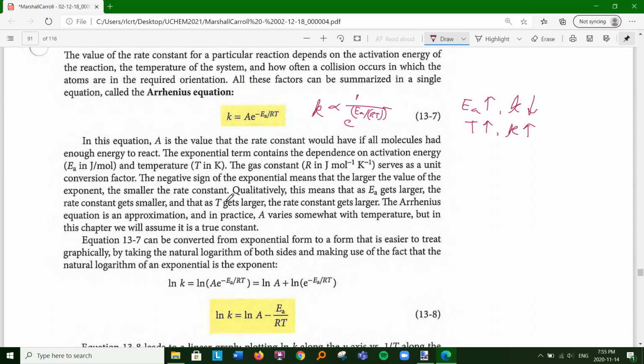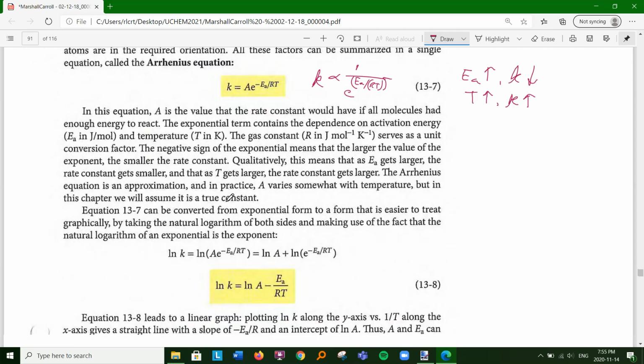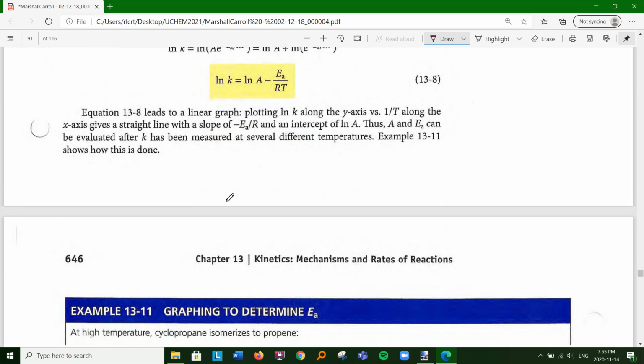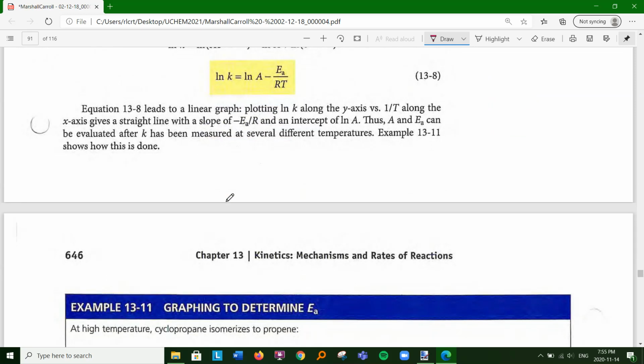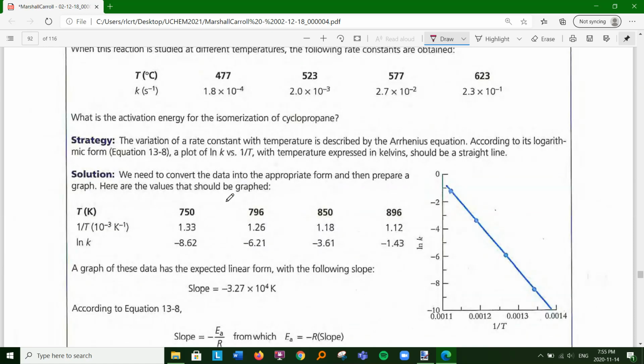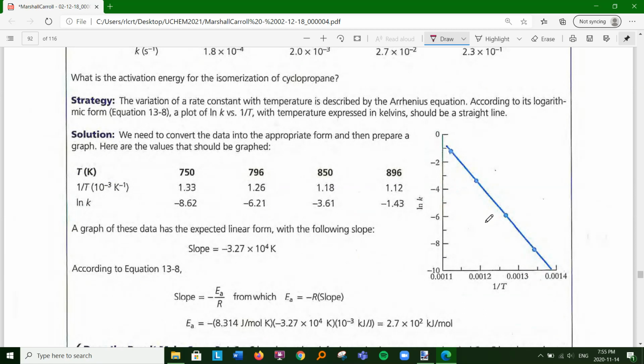So I can make a graph by taking the natural log of both sides, and I get the natural log of k is the natural log of A minus EA over RT. You plot the natural log of k versus 1 over T, and the slope is minus EA over R. I'm not going to do the graph here, but if you plot the natural log of the rate constant, forget about the units, just take the number, over 1 over temperature in Kelvin, of course, then the slope of that is minus EA over R. So once you get the slope, you can get the energy of activation, which has to be a positive value.